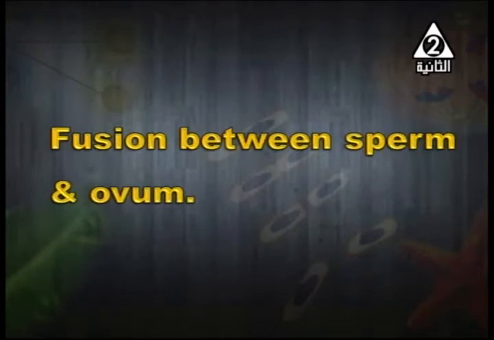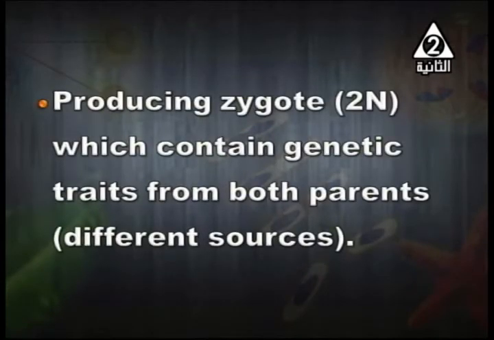What are the results of fusion between sperm and ovum? It will produce a zygote, which contains the complete number of chromosomes and contains the genetic traits from both parents, combining the genetic traits from different sources.